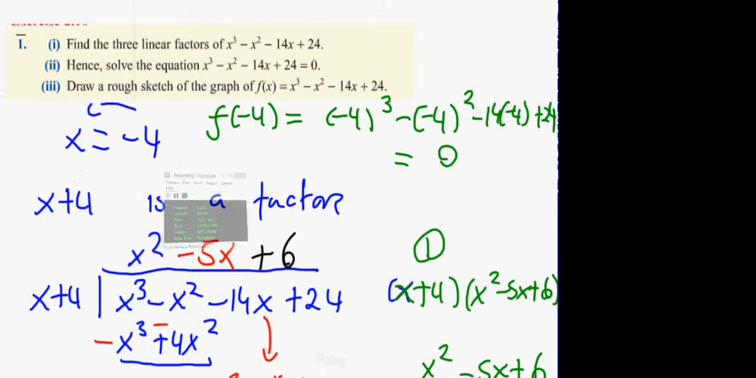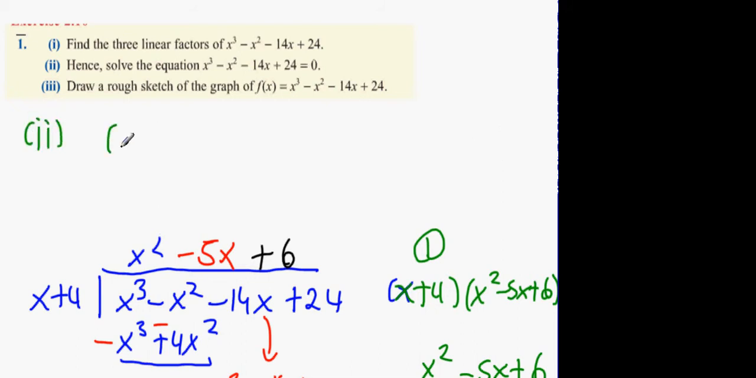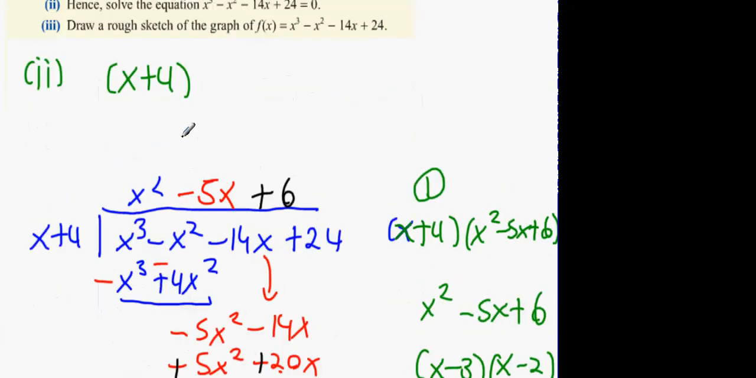Now what we said earlier was that x plus 4 is a factor. So that means I'm changing this full question, this is part 2 now, into x plus 4. And then the other two factors were x minus 3 and x minus 2. So I'm basically changing it into this question here.